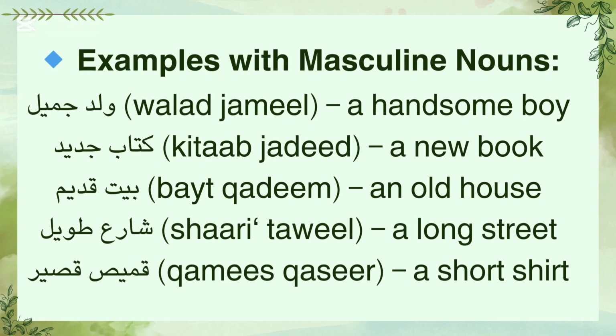Then a new book means kitab jadid. An old house, bait kadim. Here is the confusion. Why does bait end with ta, but kadim doesn't end with ta? Because house is male. So these are some words in Arabic which end with ta, but their adjectives don't end with ta. We will learn this later because this is advanced Arabic, not beginner. So for now, just ignore it. It's just for your knowledge.